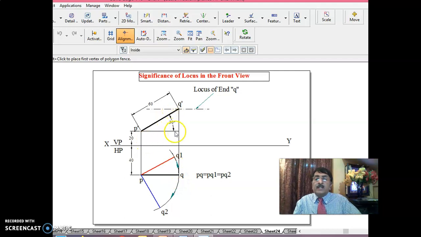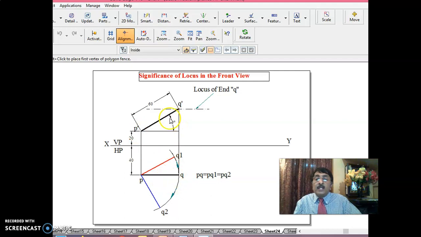Now, keeping 30 degrees constant. Right now, it is parallel to VP, that is why you can see PQ parallel to the XY line. The line is inclined at 30 degrees to HP, parallel to VP. Keeping 30 degrees constant, I can move the line this way or this way. That means if I rotate the line, P is a fixed point. I'll move Q either towards VP or towards the observer. The observer is anyway here.